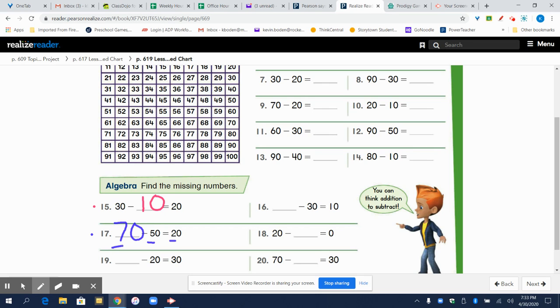So let's go down to number 19. And if you want me to explain what that means about a fact family, I would love to show you some more, just not right now.